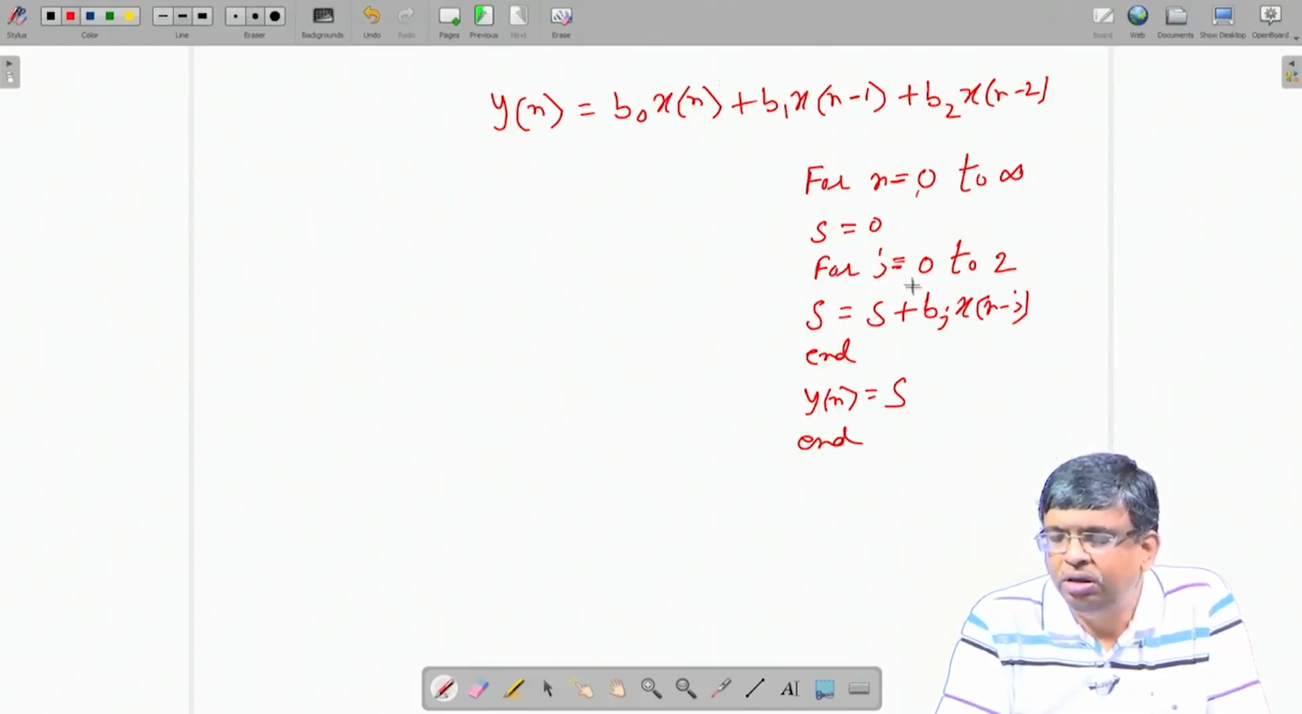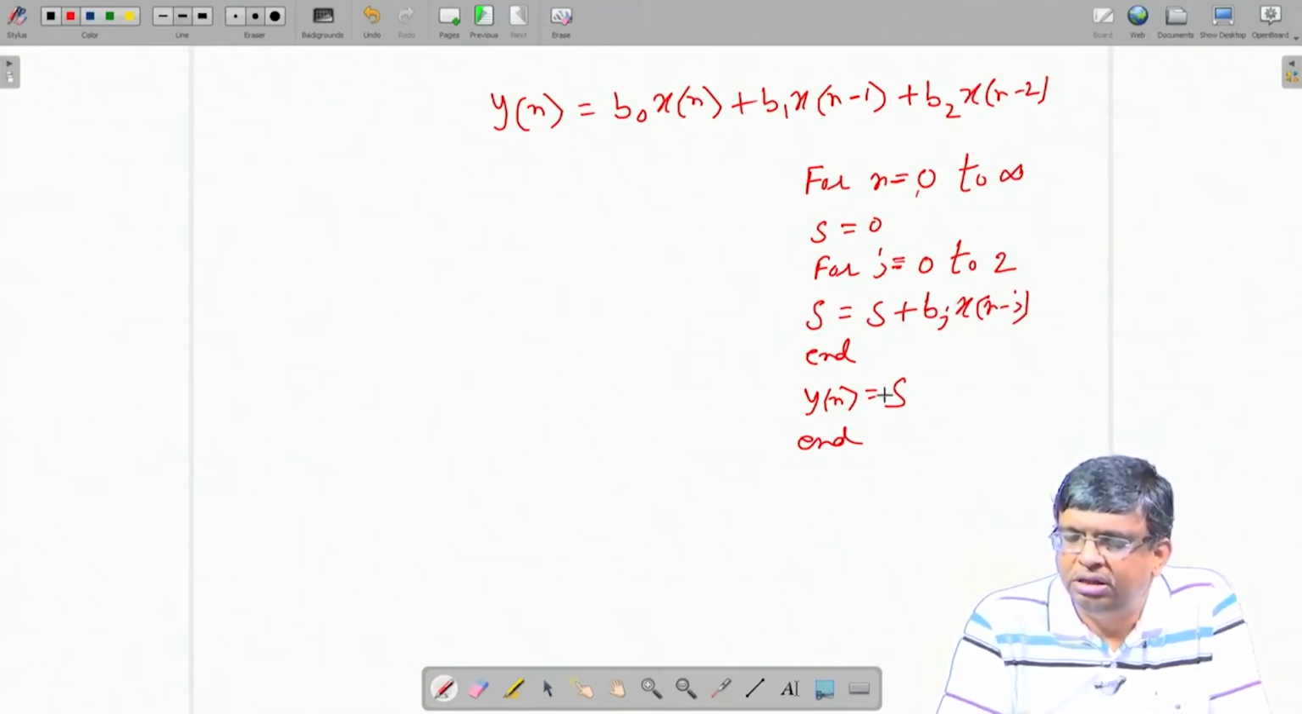So, now get into this loop, start with s equal to 0 here. New s will be, with j equal to 0 now, b 0 x n. Next time j equal to 1, so it will be b 0 x n plus b 1 x n minus 1, together will be the new s. Next time that plus b 2 x n minus 2, that will be the final s, that I take to be y n. This is the program.